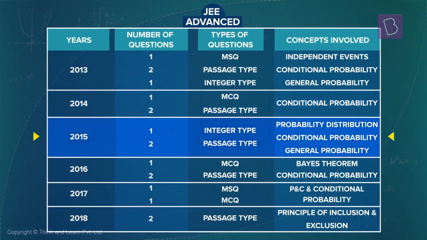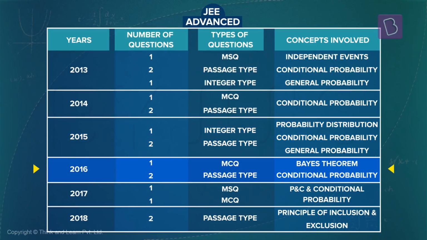In 2015, we had 3 questions. Again, a comprehension question, a passage followed by 2 questions, and 1 question which was an integer type of question. This year, the integer type of question was a probability distribution question, and the comprehension questions generally tested you on conditional probability. And of course, as always, general probability and your logical thinking skills were definitely put to use when these questions had to be solved.